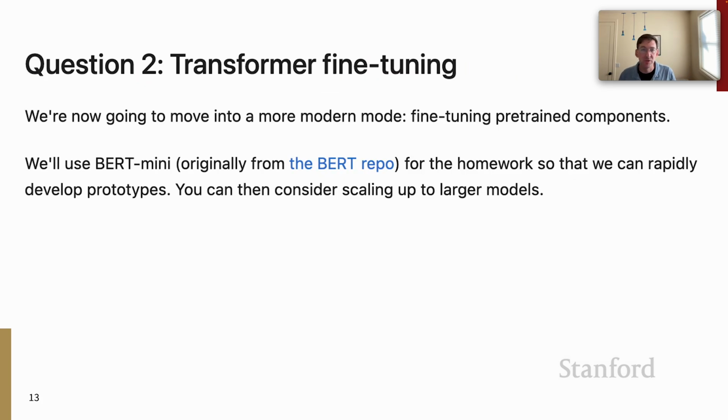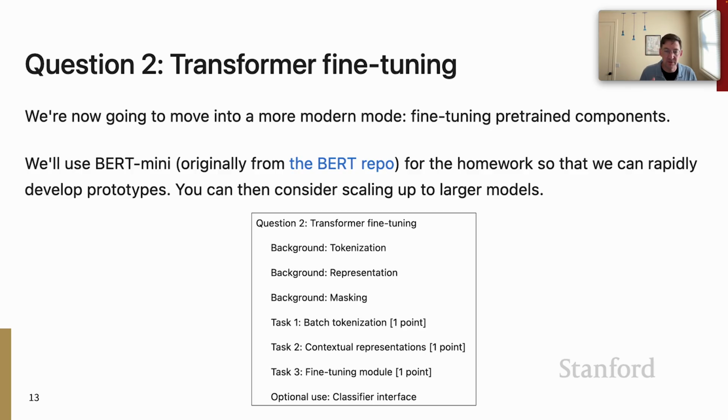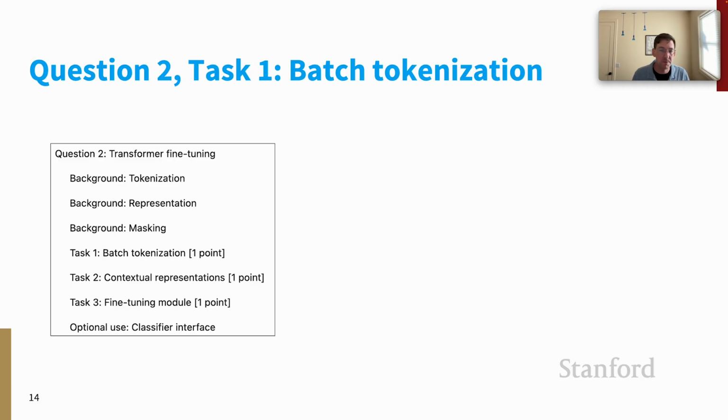That's it for question 1. We now come to question 2. We're going to switch gears a little bit. We're going to start working with Hugging Face code, and we're going to be fine-tuning pre-trained models, in this case a BERT mini model. Here's the outline. Again, you have some background sections. Work through them first, and then you'll be set up to do the 3 subtasks associated with this question.